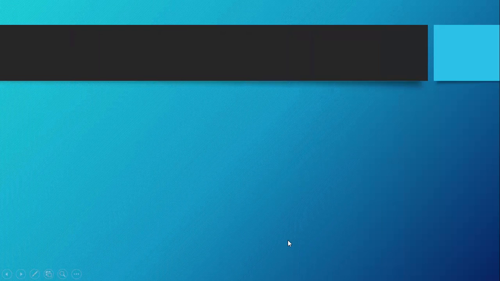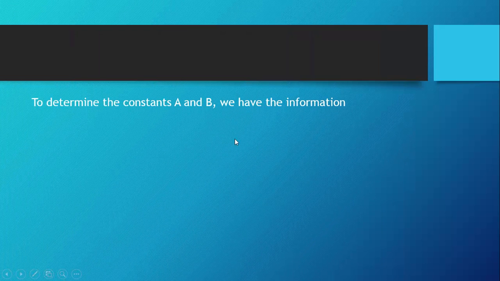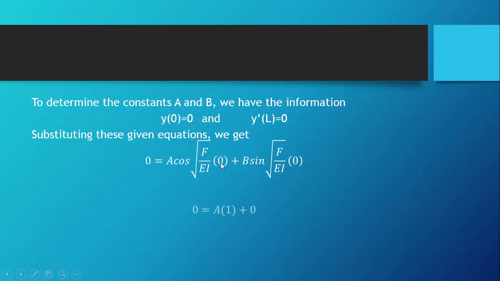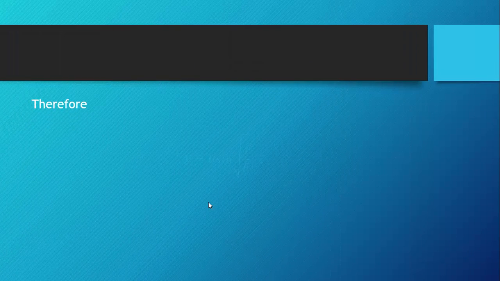To determine the constants A and B from our equation number 2, we have the information y(0) = 0 and y'(L) = 0. Substituting these given conditions, we get 0 = A cos(√(F/EI) · 0) + B sin(√(F/EI) · 0), and thus we get A = 0. Therefore, we have our equation y = B sin(√(F/EI) x).